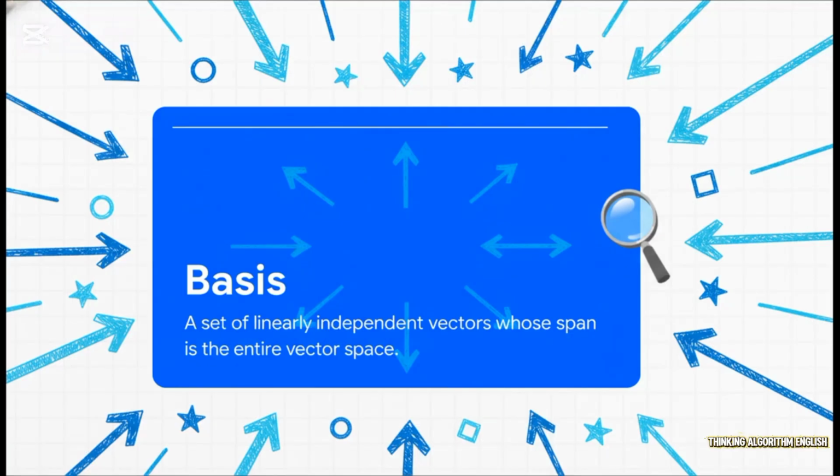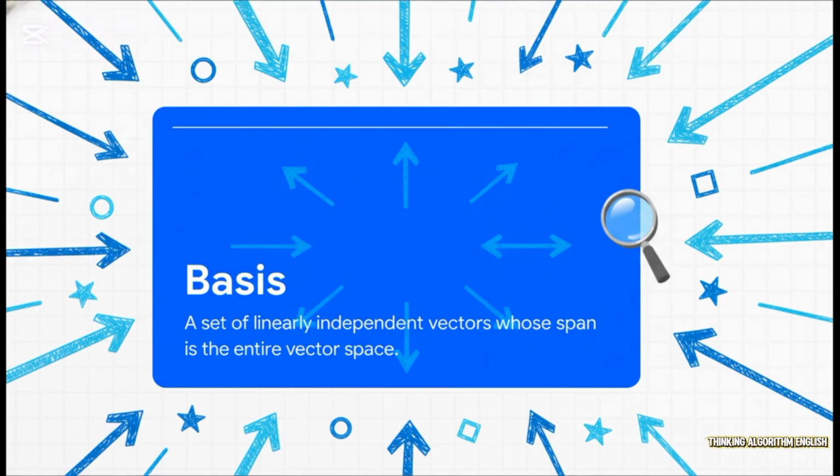And here we have it, a basis. For a set of vectors to be a basis, it has to meet two really strict conditions. First, the vectors have to be linearly independent, no redundancy. Every single one is essential. And second, their span has to be the entire space.